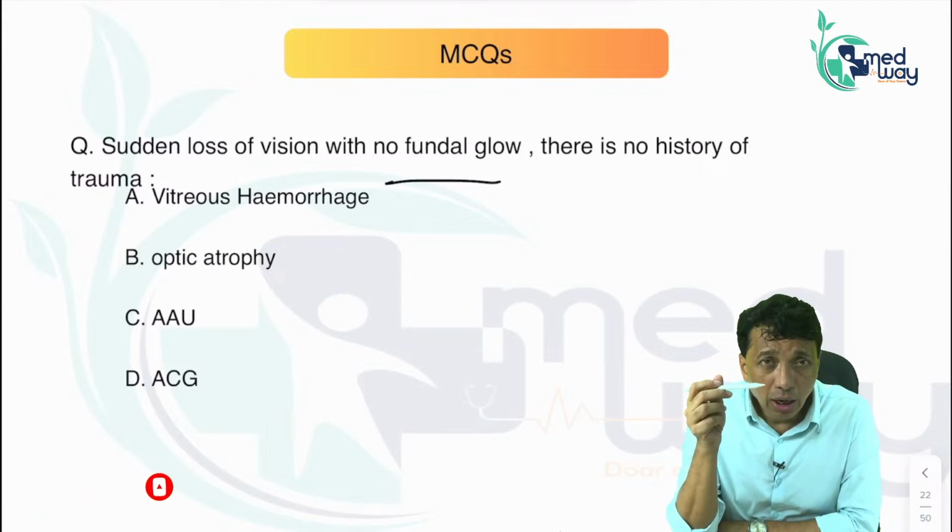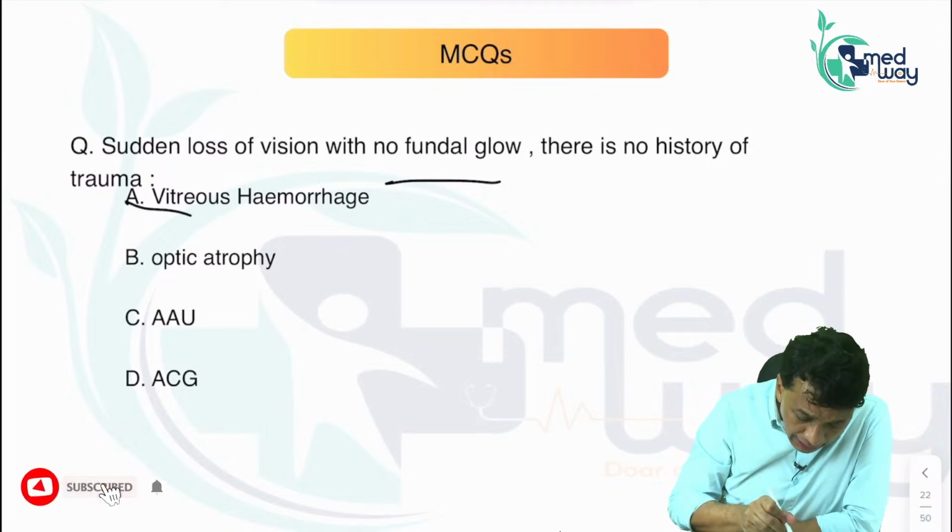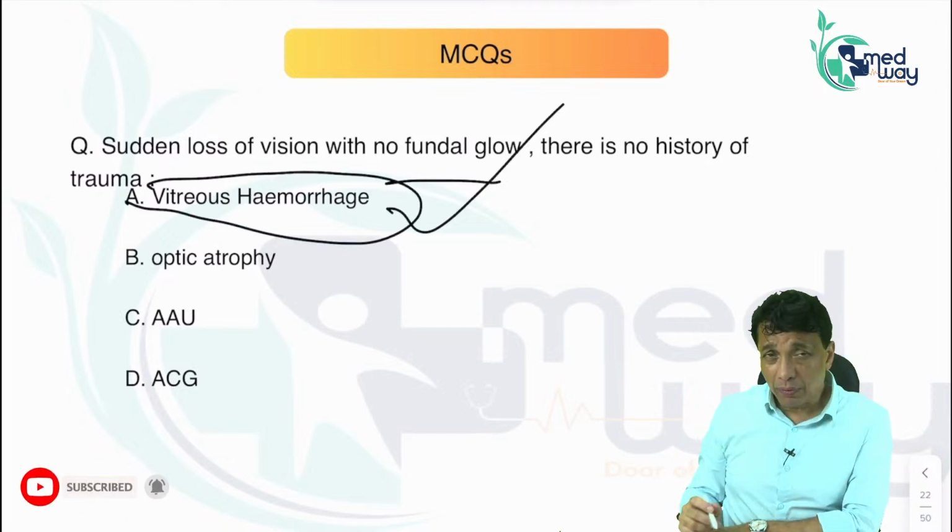Okay? It is called normal red glow. So, there is no fundal glow. When there is no fundal glow, it simply means that it is full of blood and the answer is vitreous hemorrhage. Okay? You all remember we have taught this.